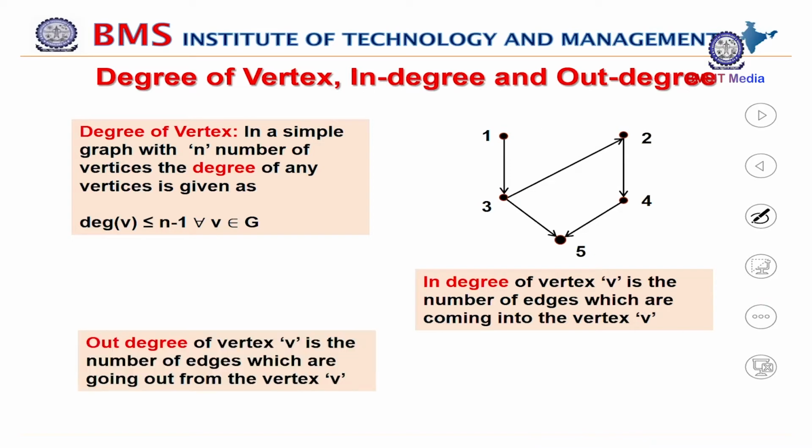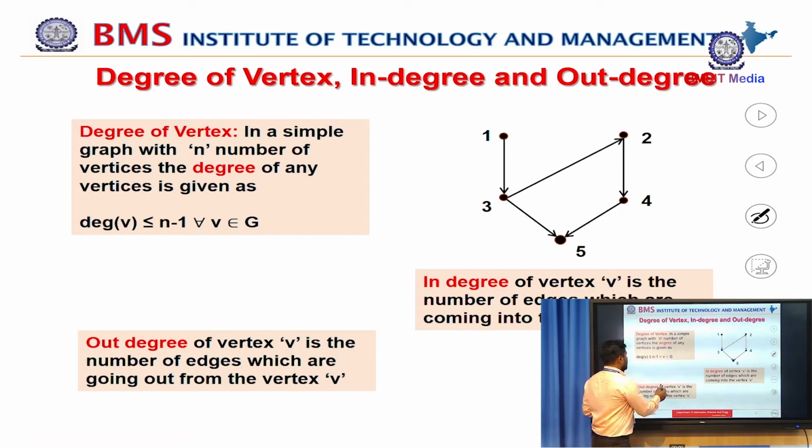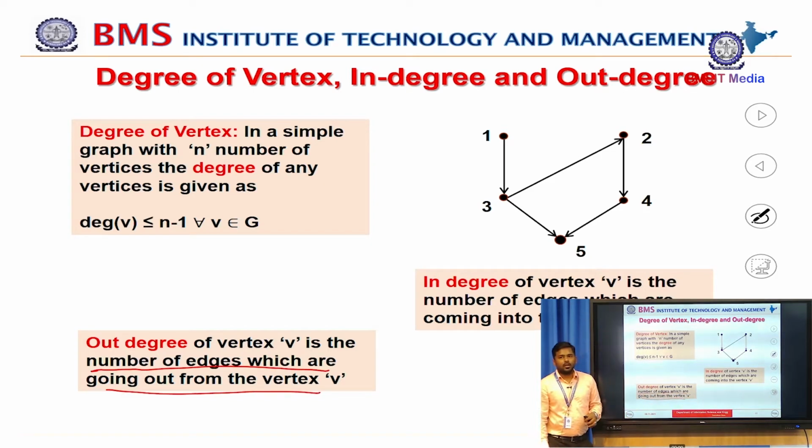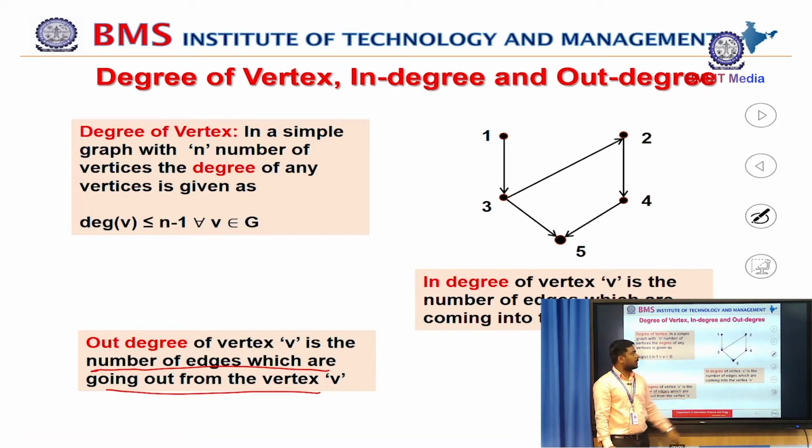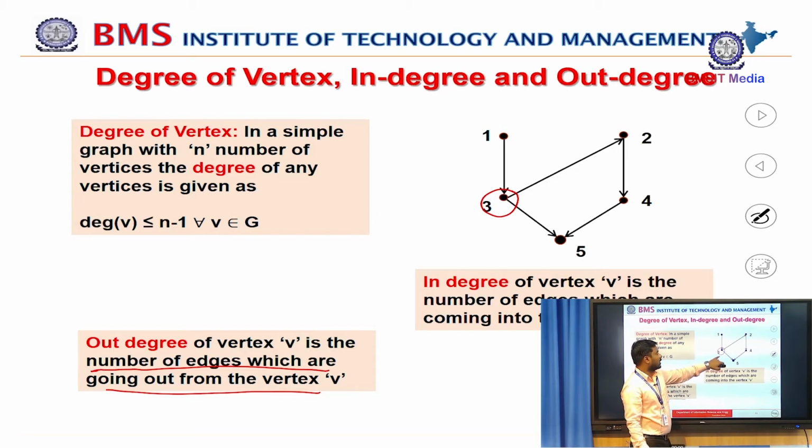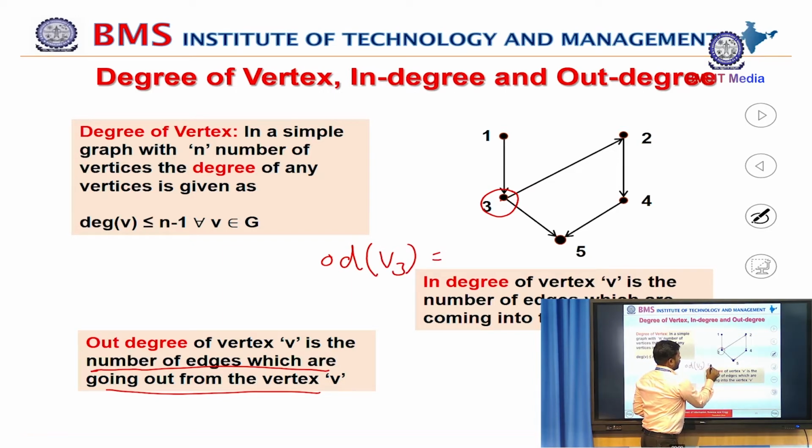So, next is out degree. Out degree can be defined as the number of edges which are going out from the vertex V. In this graph, let us calculate the out degree of vertex V3. The out degree is the number of edges going out of the vertex. In this figure you can see that the out degree of vertex V3 is 2, because these are the two edges which are going away from the vertex V3.